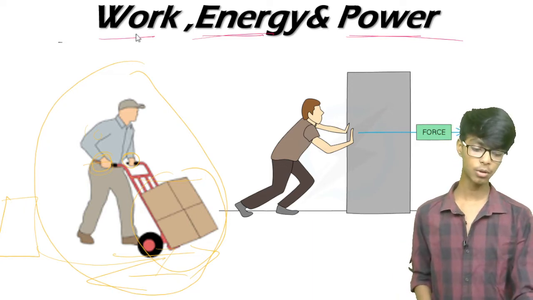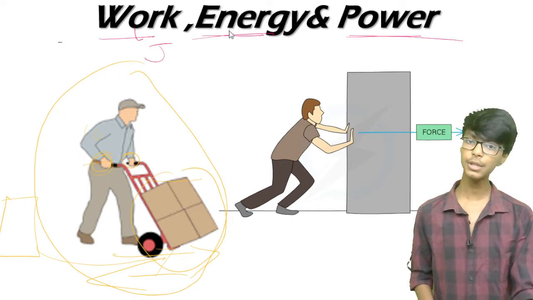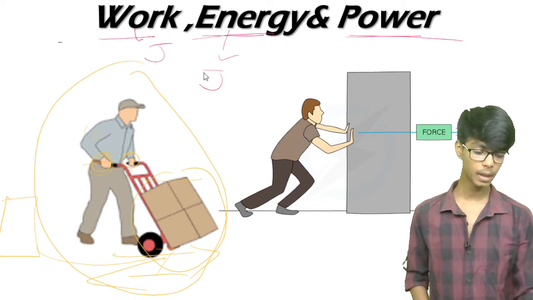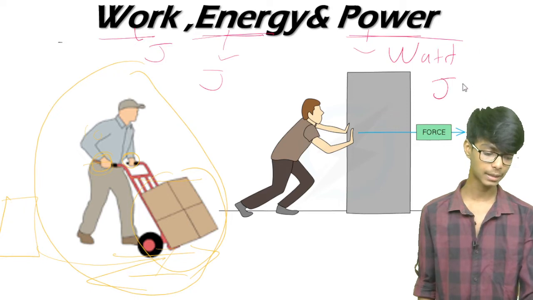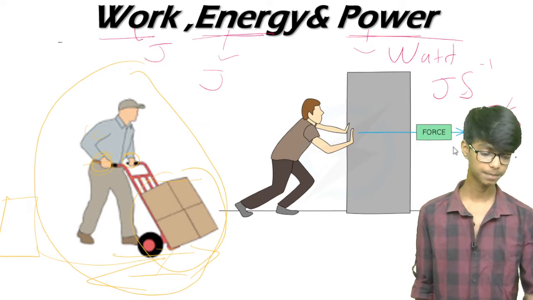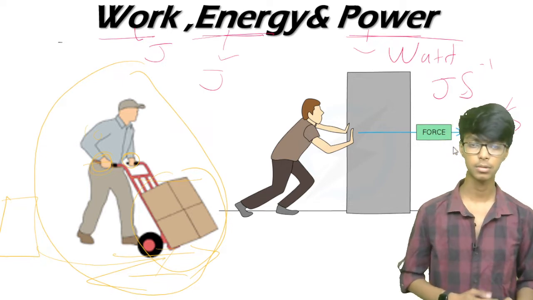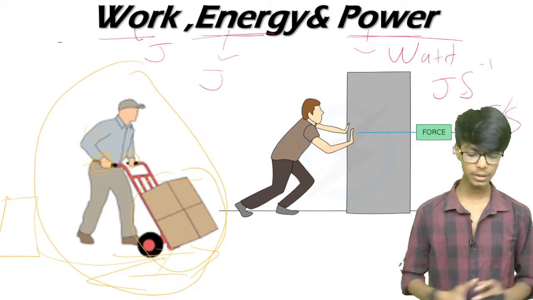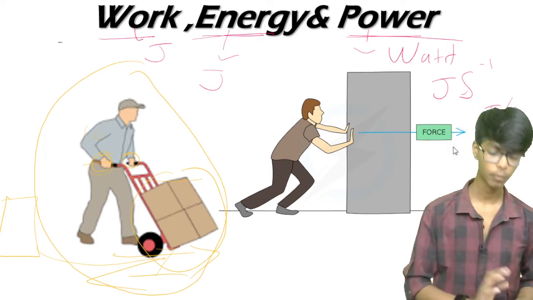Suppose the SI unit of work is joule, and so is the energy. Energy is also joule, but power has a different unit, that is watt, capital W, or joules per second. In case of power, mainly watt is used. Okay. In today's video we're going to discuss only one thing, that is what is work.